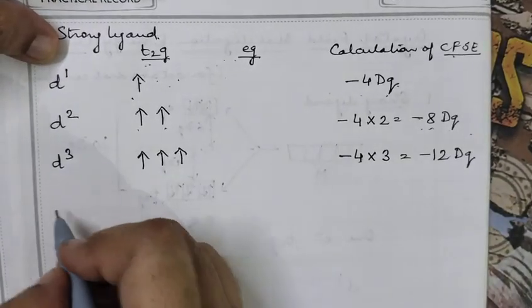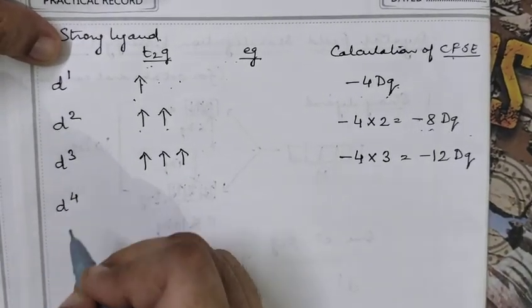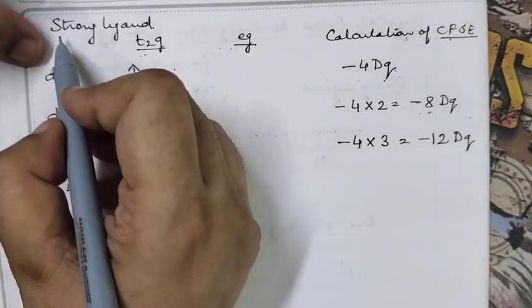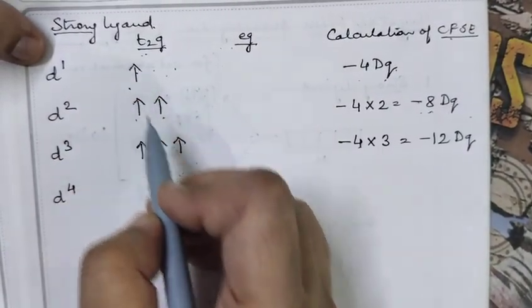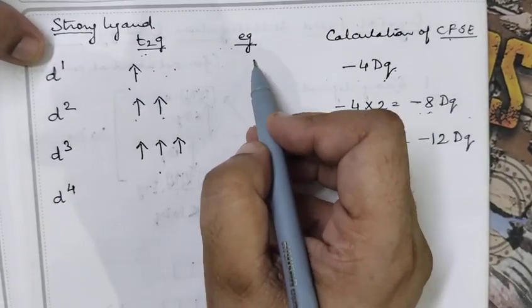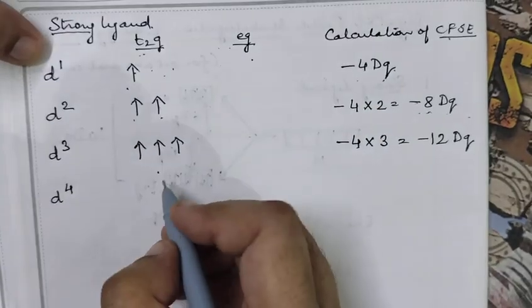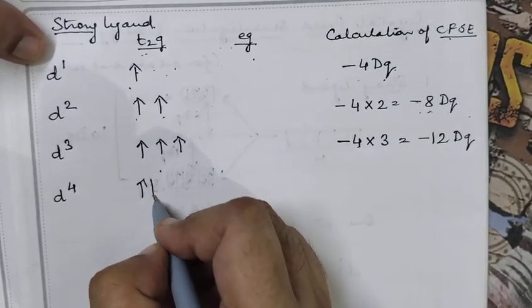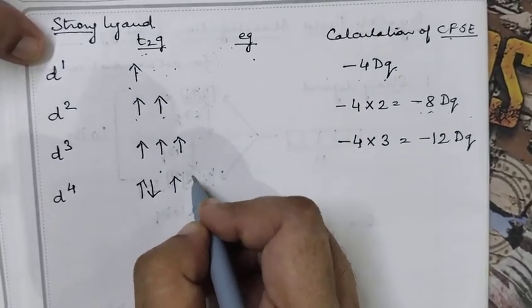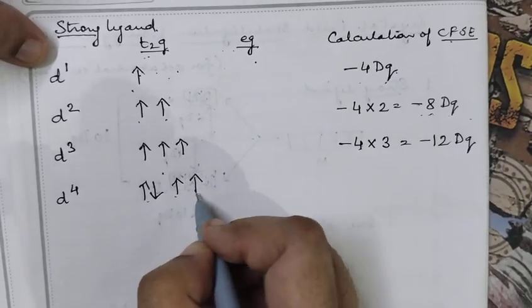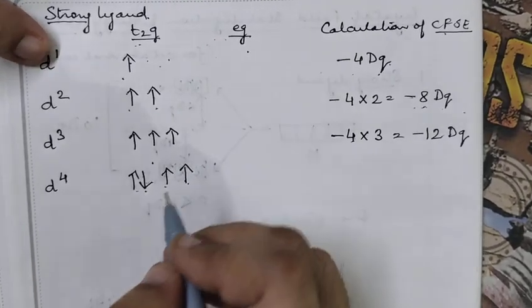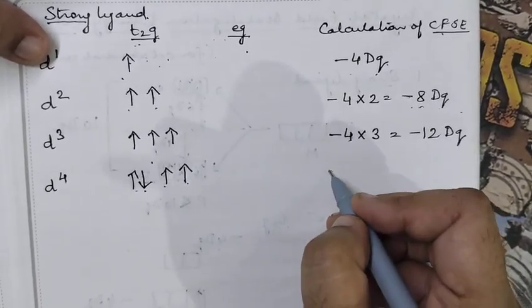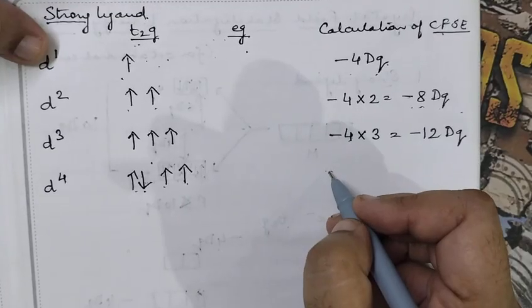Now, when the fourth electron is filled, since it is a strong ligand, it will get paired up here and will not go to EG. So the fourth electron will come here. See, it got paired up in T2G. 1, 2, 3, 4. Now the total number of electrons is 4 and they all are in T2G.